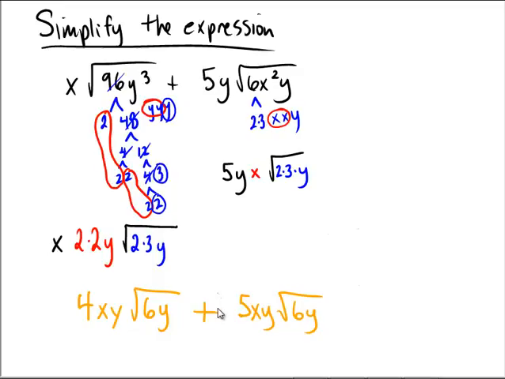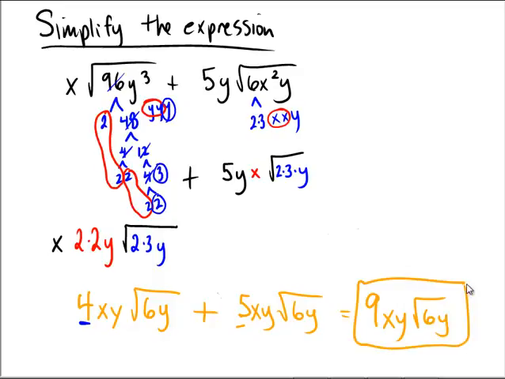Now notice conveniently that both sides reduce down to have the same xy radical 6y. So now we can just look at the numbers and say, well, there's 4 of them here, 5 of them here, so the total final answer to this is, well, what's 4 plus 5? 9 xy radical 6y. And that's the final answer. So why don't you try one on your own here?